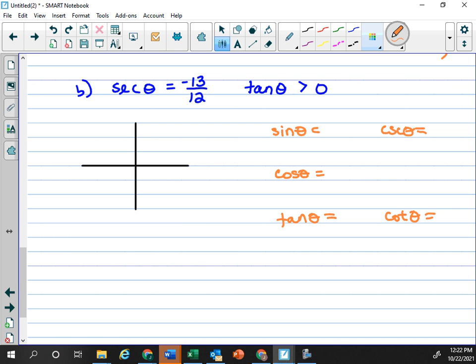So before I even draw it, what is the cosine of theta? Go ahead, Nick. 12 over 13 with a negative somewhere, right? Okay. Correct. The hypotenuse cannot be negative. So even though it says negative 13/12, that just means the fraction's negative. So you're right. The 12 is actually the negative number here. Yes, good.